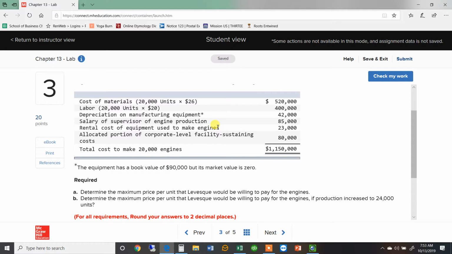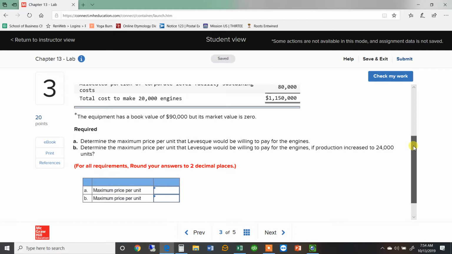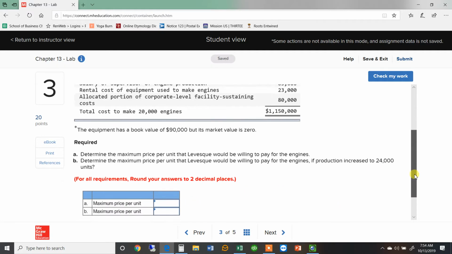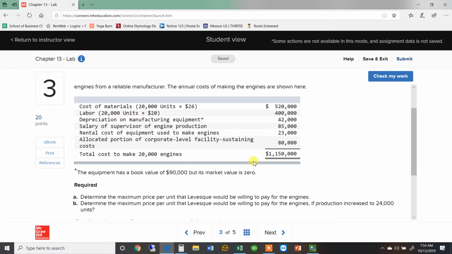Now when we looked at problem number 1, we talked about cost behavior. And we talked about cost behavior because that's going to go into how much I would be willing to pay for the engine. I need to determine, is this a variable cost or is this a fixed cost, because that's going to determine how much I'm willing to pay per unit for these engines. Down here in requirements A and B, it says what's the maximum price per unit. So first I need to figure out how much it costs me in total, because 2 of these are variable costs, 2 of these are fixed costs.